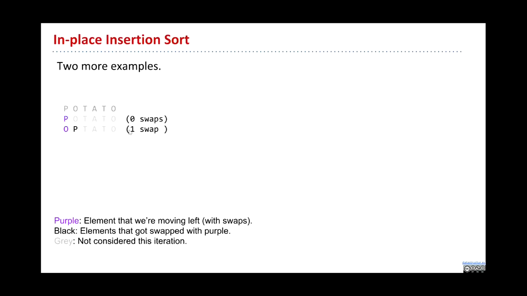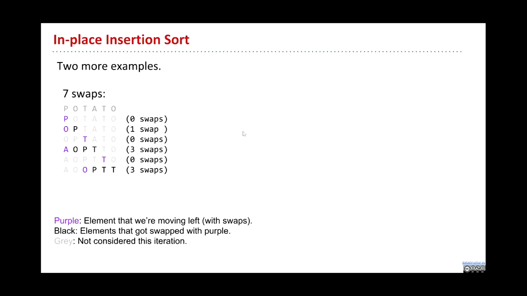Who's the next traveler? T. Does T move? No. T is bigger than P and O. How about A? What's A going to do? It's going to move all the way to the front. That results in 3 swaps. T, again, does not move. O is going to swap itself 3 times. So that is a little picture of the runtime of insertion sort. Purple shows who was the traveler and how far they went. Black are all the items that item shoved out of its way to get to the front. So A shoved O, P, and T aside.